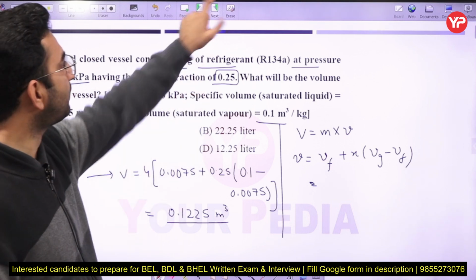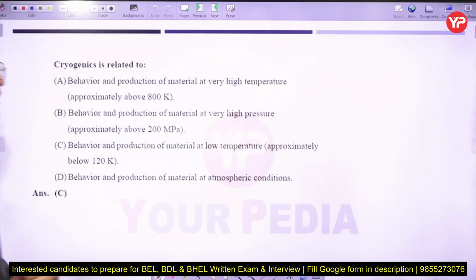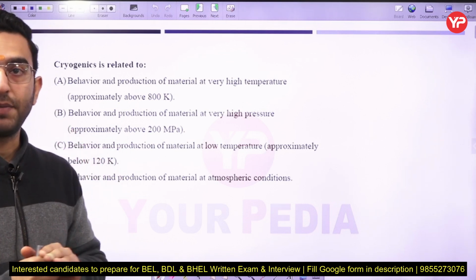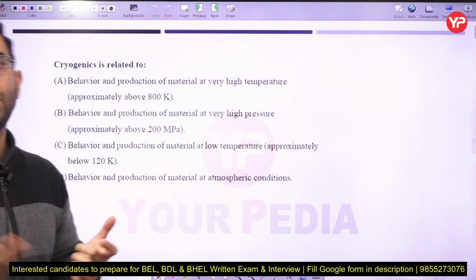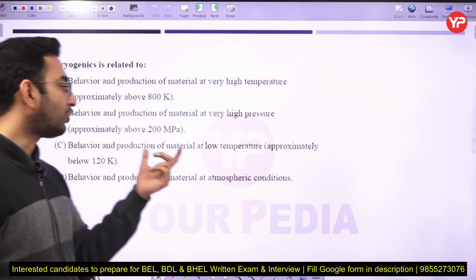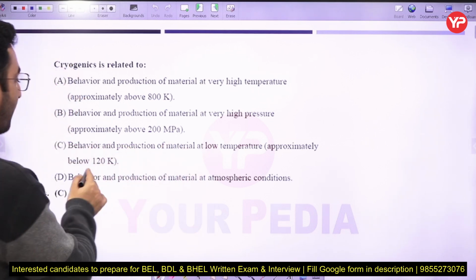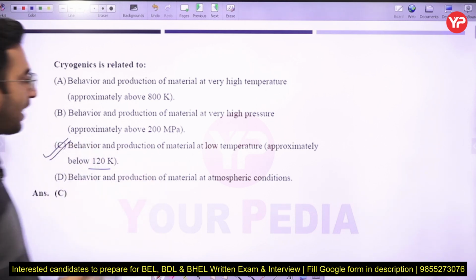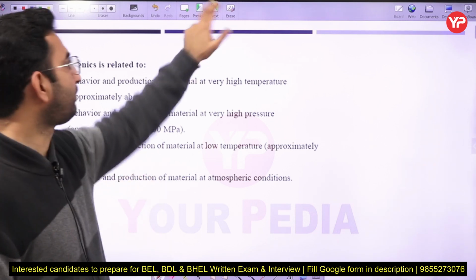Now the next part: cryogenic is related to the maintenance of very low temperature here. Okay, it can be around 50 Kelvin to 100 Kelvin. So we can say cryogenics is related to the behavior and the production of materials at a very low temperature, approximately below 120 Kelvin here. Okay, so option number C is the correct answer. That is a basic simple question here.